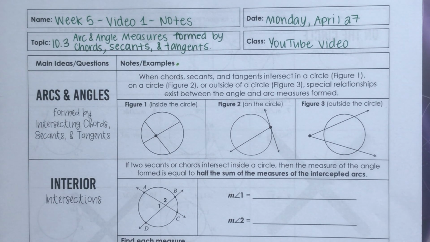Today we're going to be talking about topic 10.3, which is arc and angle measures formed by chords, secants, and tangents. So this is our week 5 video 1 notes.